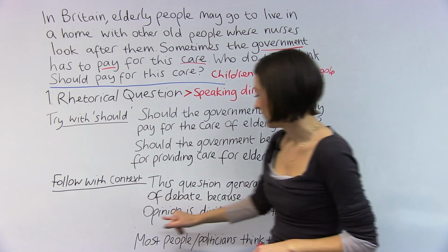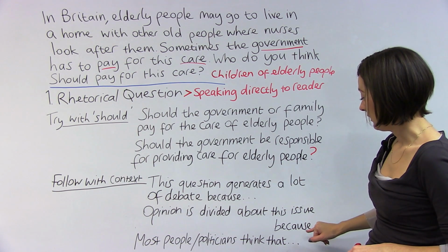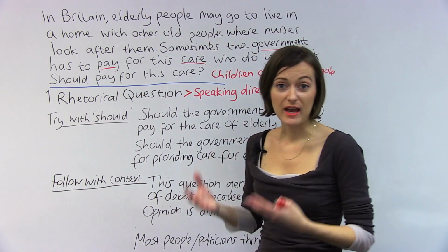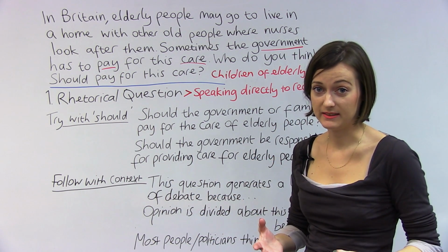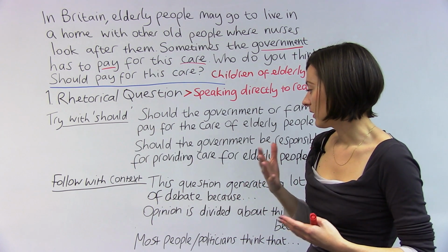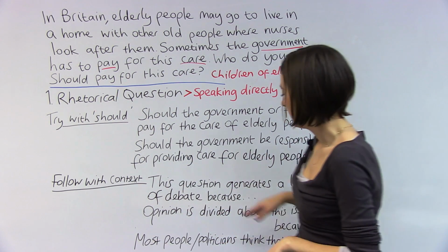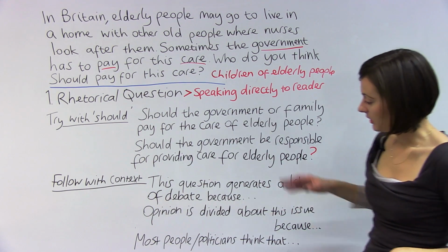Or you could say, opinion is divided about this issue because some families cannot afford to pay for the care of their elderly relatives. For this reason, it's not fair to expect them to pay, something like that. Another improvised answer.